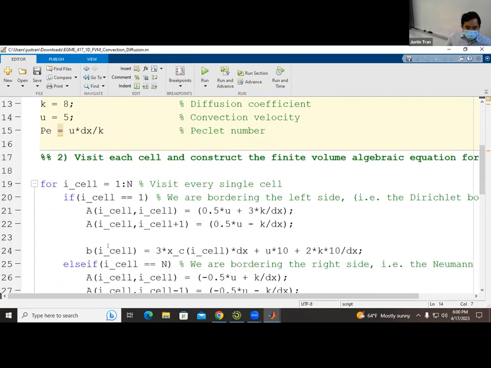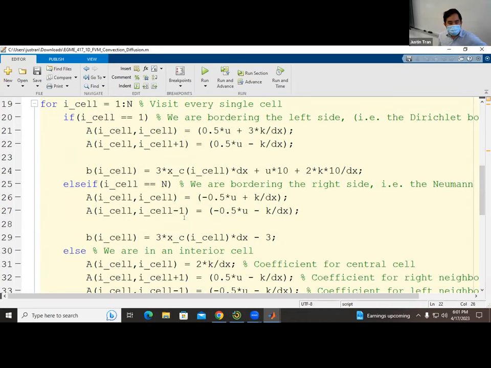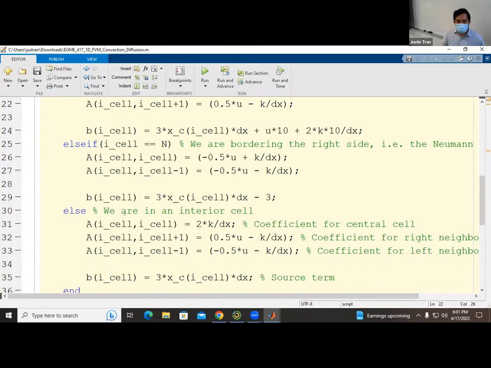Now we get down to the equations. You can see here that we have a for loop, and just like we normally do, we're going to loop over all of the cells, so we visit every single one. We have our three cases here. I'll go over the boundary condition cases second because those are a little more complicated. But let's look at the case when we're at an interior cell, which is here at the bottom.